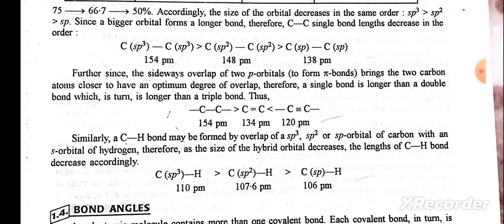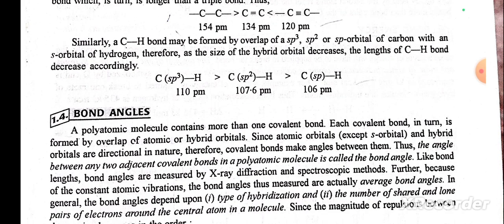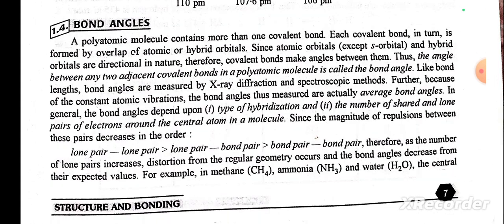Further, since the sideways overlap of the two p orbitals brings the two carbon atoms closer to an optimum degree of overlap, a single bond is longer than a double bond, which in turn is longer than a triple bond. Similarly, a carbon-hydrogen bond may be formed by the overlap of the sp3, sp2, and sp orbitals of the carbon atom with the s orbital of hydrogen, and therefore, as the size of the hybrid orbital decreases, the length of the carbon-hydrogen bond decreases accordingly.